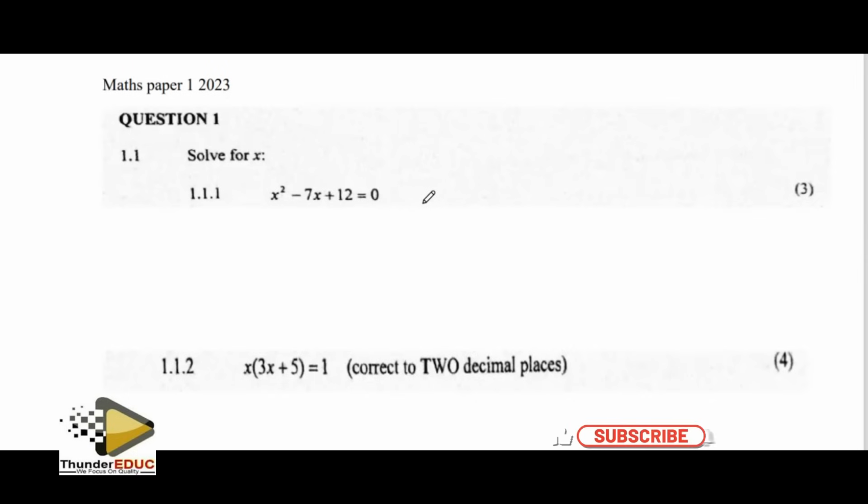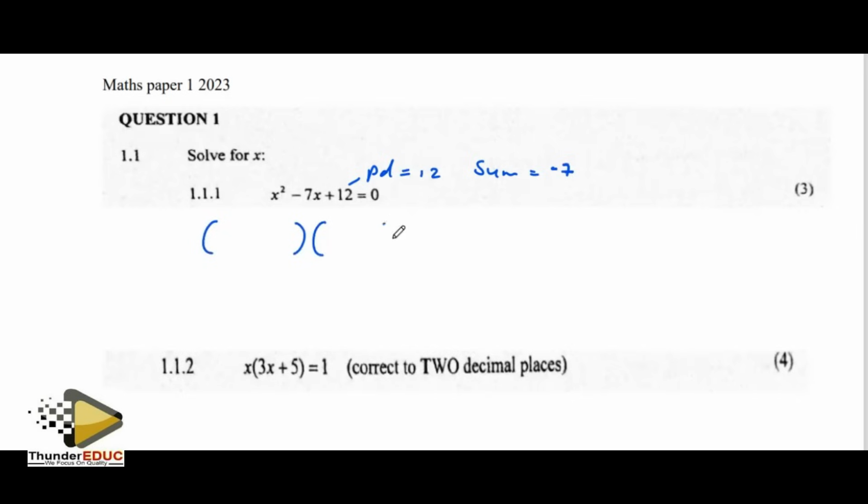So there are two ways to do this. We can use the factors where we look at the product being 12 and then the sum being negative 7. So which two numbers do we multiply to give us 12? But when we add those numbers, we must get negative 7.